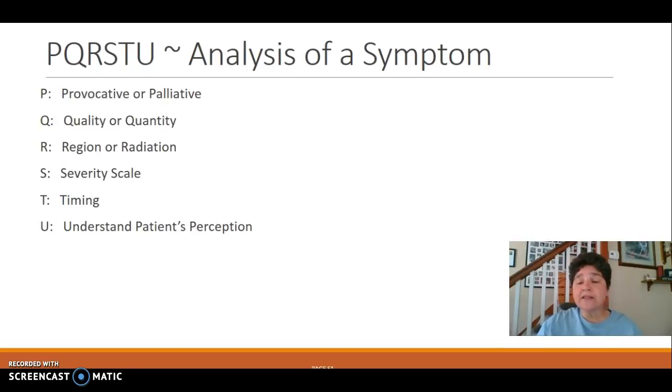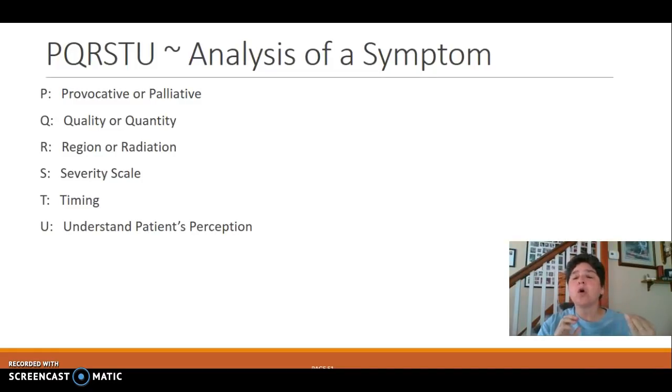All right, analysis of a symptom, we talked about that, and how whenever somebody says they have something going on, they describe the symptom, you need to analyze that symptom. You're going to hear about this in lab. Jane is going to give you a handout that talks about analysis of a symptom. If your lab partner that you're doing the assessment on says they have a symptom, you're going to analyze that all the time. PQRSTU. So P, provocative or palliative.